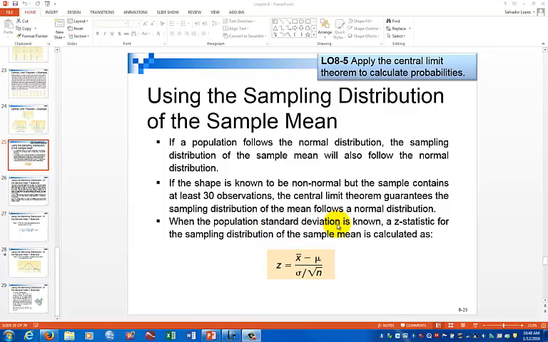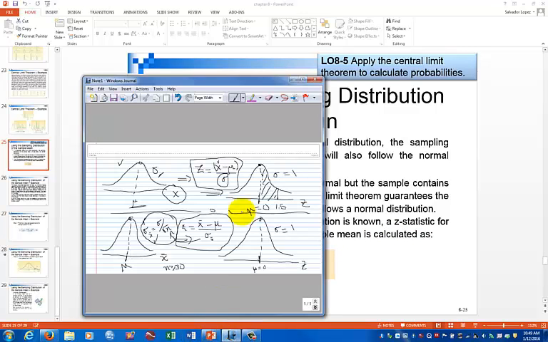When the population standard deviation is known, a z-statistic for the sampling distribution of the sample mean is calculated as this, using this formula for z. Let me explain what that means.